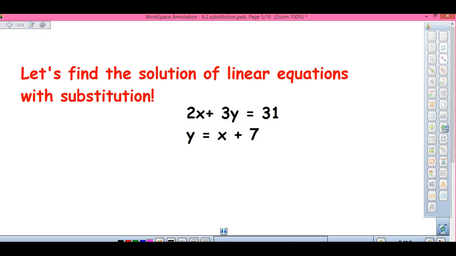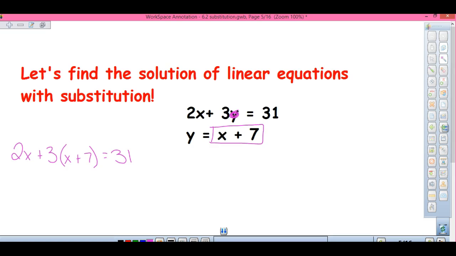All right, what do I box up? What am I putting inside my box? X plus 7 is going in my box. Okay, and it's going in for what this time? Y, because it equals y, so it's going right there. So we rewrite that equation, 2x plus 3 times what goes right there? X plus 7 equals 31.